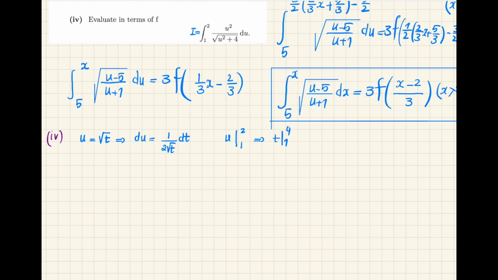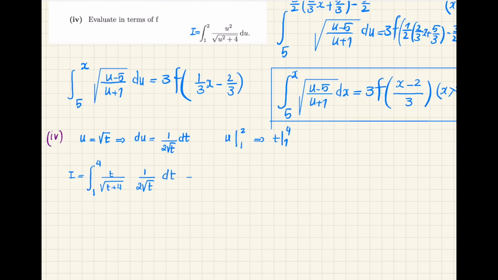So then this integral can be written in terms of new variables. Instead of writing from 1 to 2, I write from 1 to 4. Instead of u squared, what can I write? When u is square root of t, u squared is t itself. So wherever I see u squared, I can simply write t, and then I have square root of t plus 4. And then instead of du here, I can simply write this expression. So it becomes 1 over 2 square root of t dt.